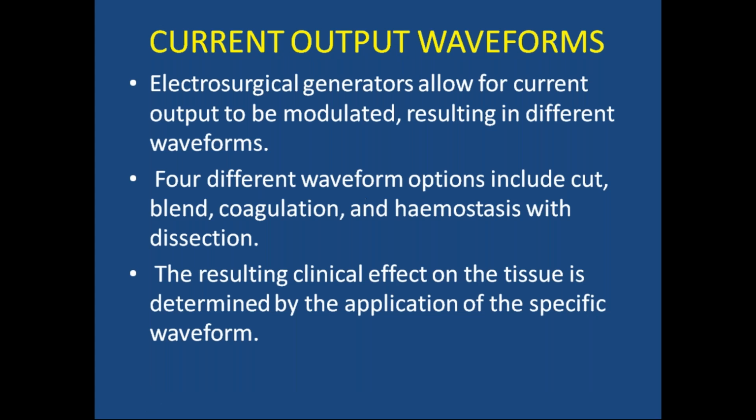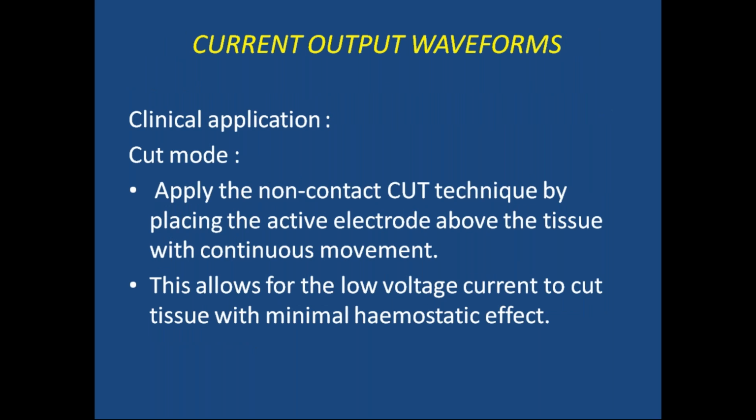So, current output waveforms. Electrosurgical generators allow the current output to be modulated, resulting in different waveforms. That is, four different waveforms often include cut, blend, coagulation, and hemostasis with dissection. The resulting clinical effect on the tissue is determined by the application of the specific waveform. So, current output waveforms, clinical application: cut mode, coagulation mode, and blend mode.